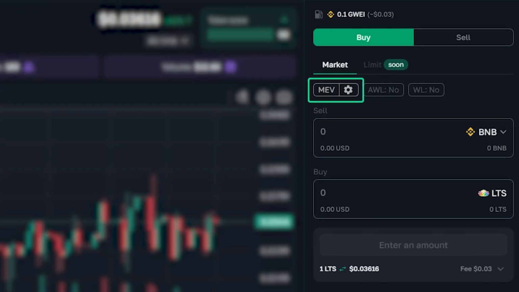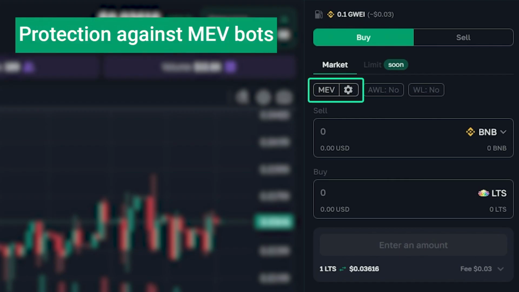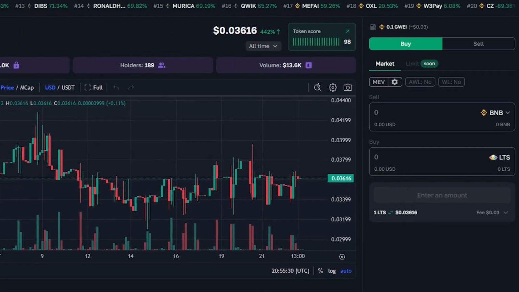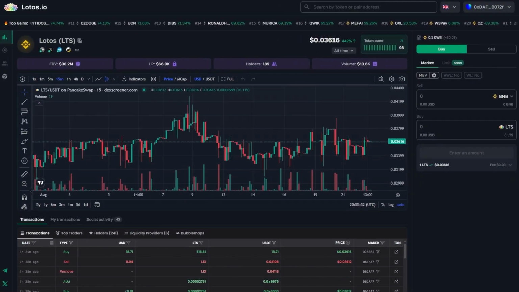Next comes the MEV settings block. Let's briefly recall what it is. MEV is your protection from bots that can profit from price differences during your transaction. Thanks to this feature, your operation becomes invisible to bots. We covered MEV protection in more detail in our presentation.